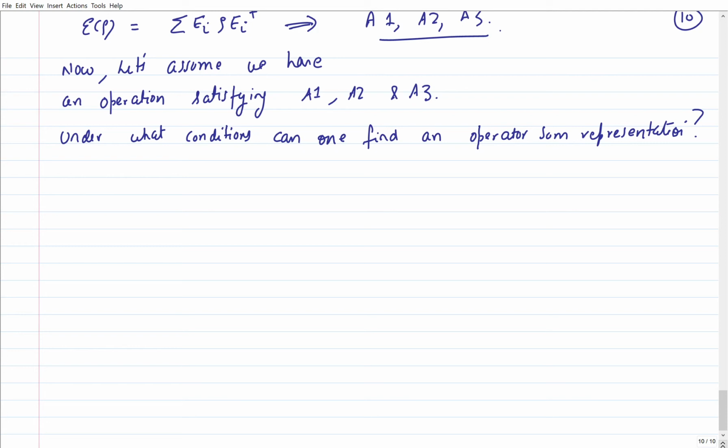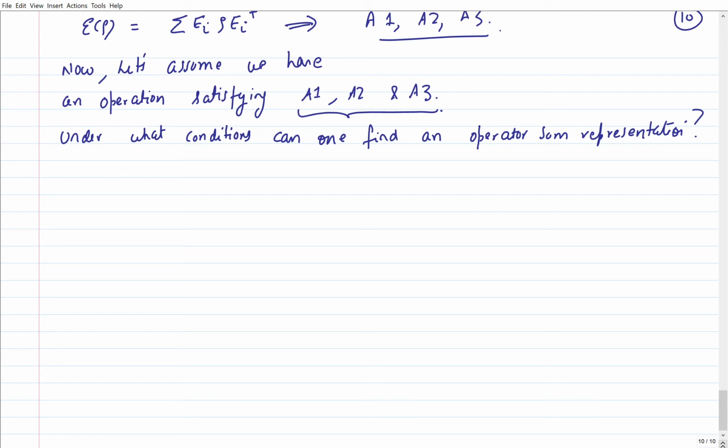So remarkably, if we know the action of the operator, this is kind of tricky. So in some sense, what we are proving is that let's say we have a quantum operation satisfying these three conditions: convex linearity, complete positivity, and the trace condition. Then, I mean, there will be several quantum operations satisfying this. What we are really interested in is, can we find a very specific operator sum representation under certain conditions?